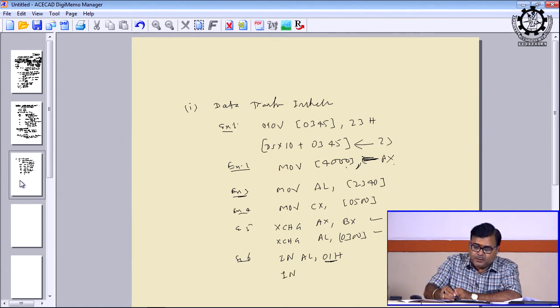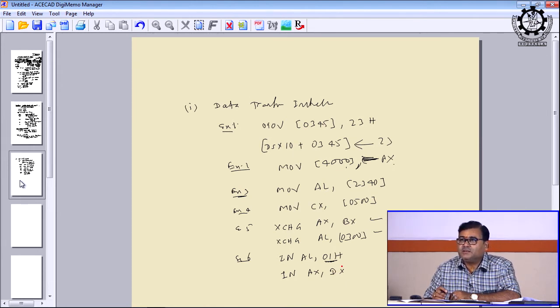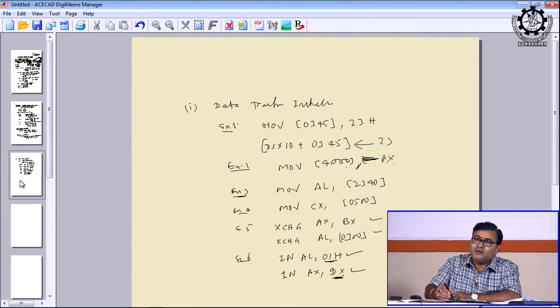Similarly, if I write IN AX, DX, what is the meaning of this? Yes, the first instruction is very clear. What is the meaning of the second instruction? What is the value available in DX? It is a 16-bit data or address. So, a 16-bit port address of an input device is available in the register DX, and from that device the data will be available in AX. AX means 16-bit data will be loaded.